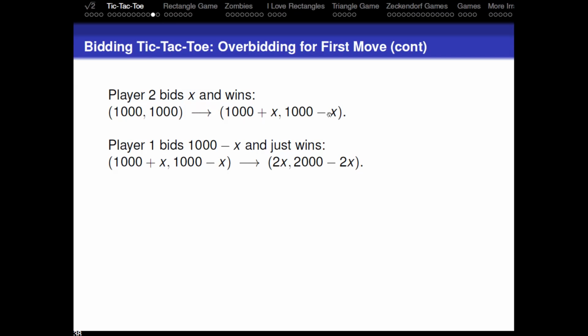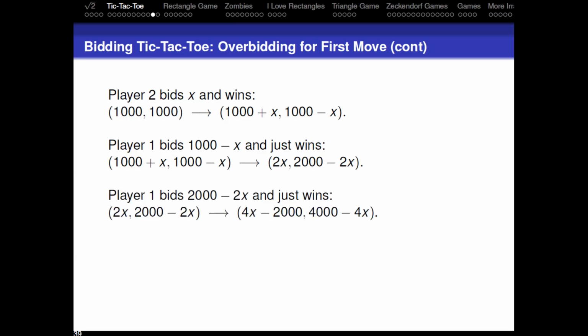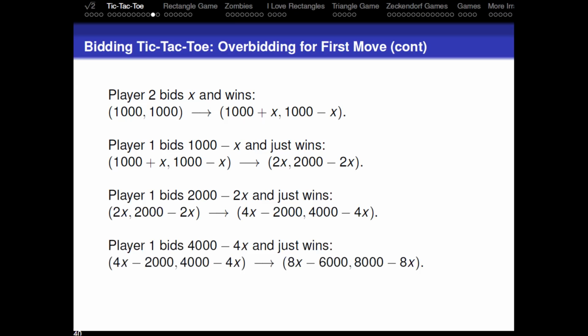And the reason is, player two is trying as hard as possible to prevent player one from getting a move. So we bet 1,000 minus X and win. So player one now goes to 2X. Player two is 2,000 minus 2X. So player one bids 2,000 minus 2X and just barely wins. Now they have 4X minus 2,000 to 4,000 minus 4X. Happens one more time. They bid 4,000 minus 4X and just barely win.